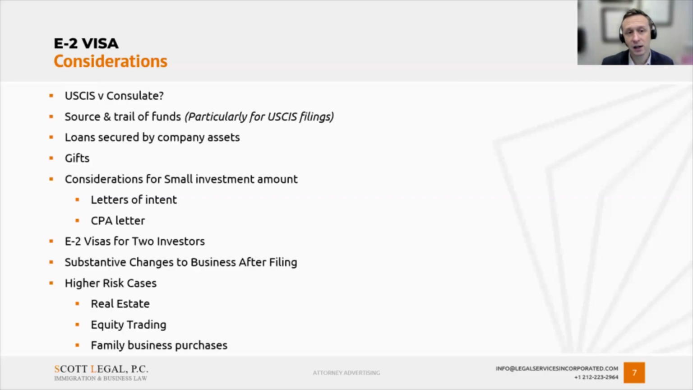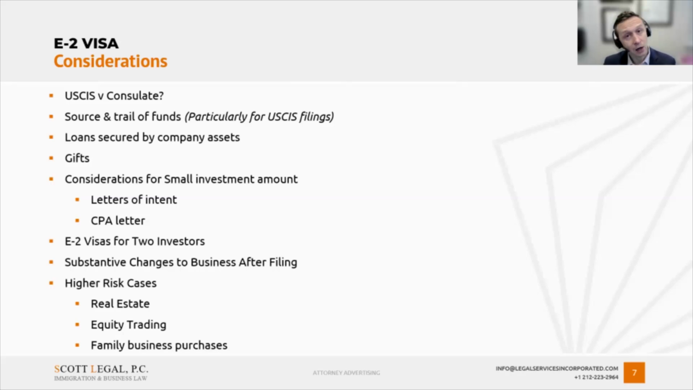The other source that is not acceptable is a loan that is secured by the E-2 company. So if your business takes out a loan, you cannot include that as the source of funds. Again, the source of funds needs to be your personal funds. So that can include gifts. You can receive a gift from pretty much anyone.